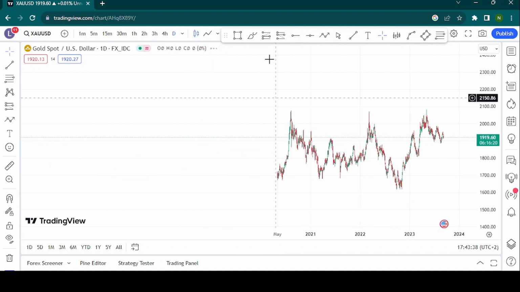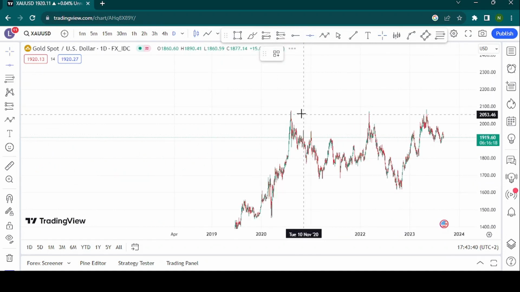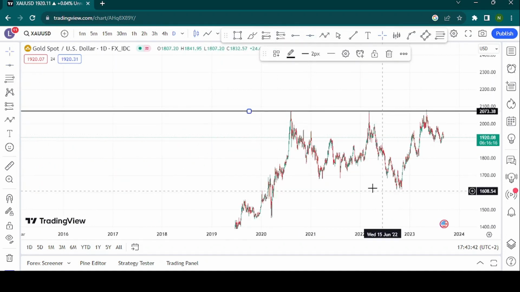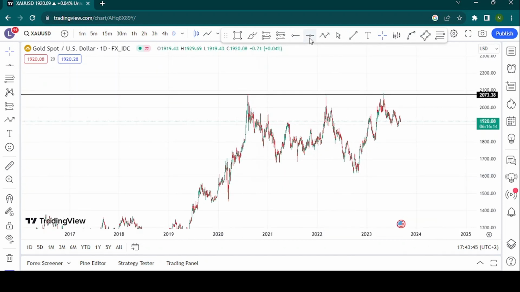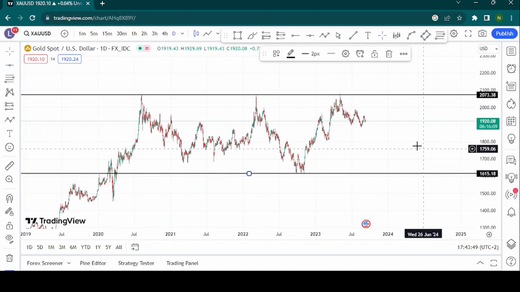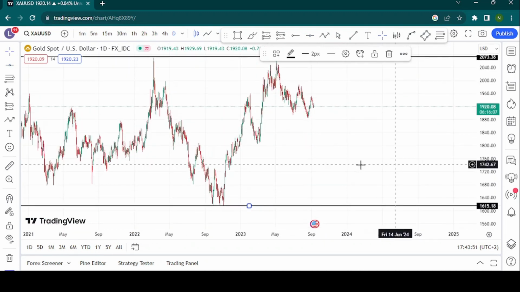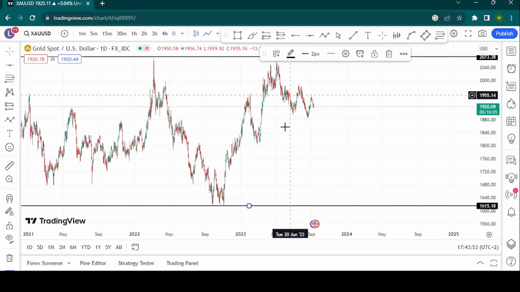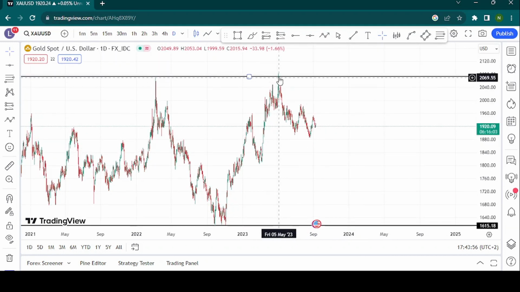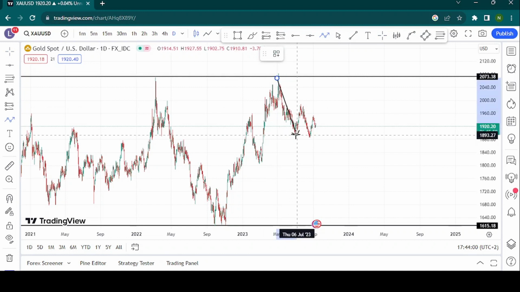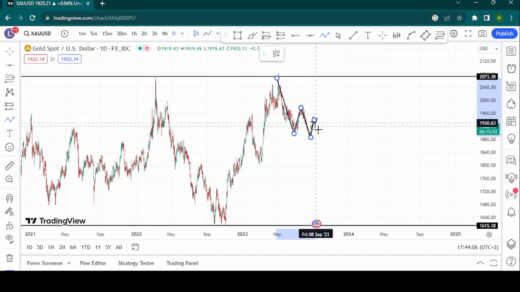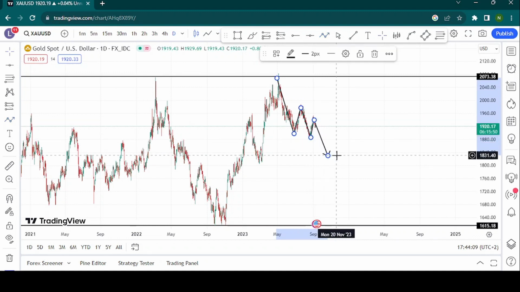We already know that gold has created a triple top right here, and then this is our lowest point, right? So currently gold is moving to the downside, right? From here, this is how gold has moved. This is an impulse, a correction, an impulse, and this was a correction. It's now ready to move to the downside, right?